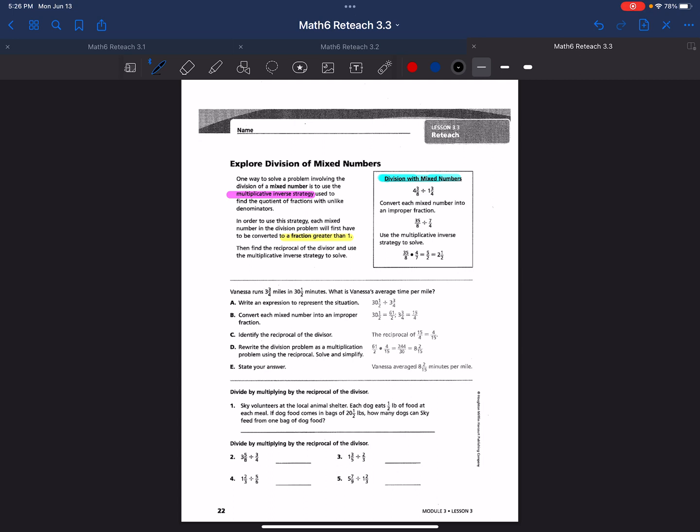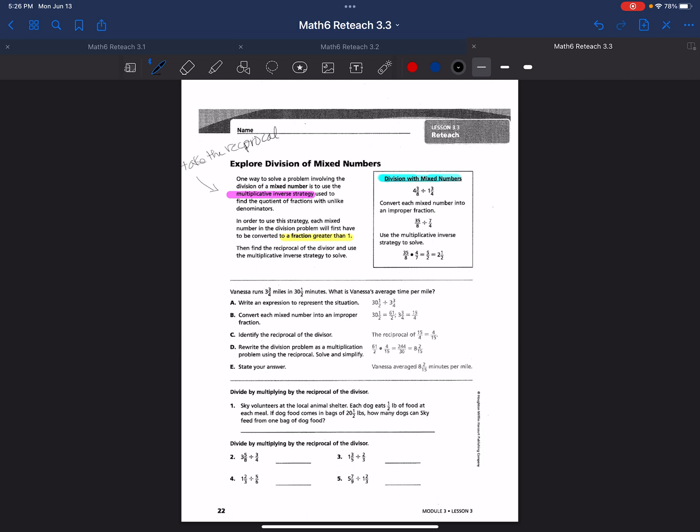Let's review a little bit of today. Vocabulary for today's lesson, we would just want to look at, remember the multiplicative inverse strategy from the last lesson, which means we take the reciprocal. That's really the only vocabulary for today.